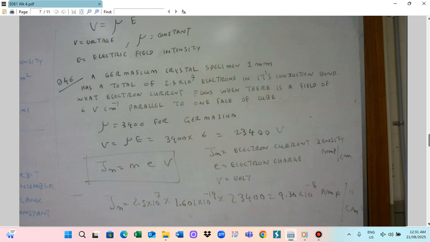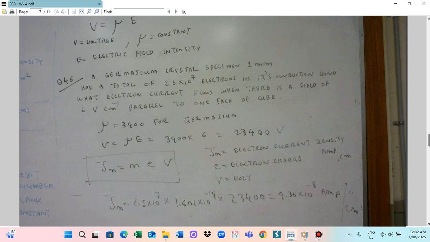Okay, this problem: given a germanium crystal specimen of 1 millimeter, it has a total of 2.5 multiplied by 10 to the power 7 electrons in its conduction band. For electron current flow, there is a field of 6 volts per centimeter parallel to the field of the Joule. So this germanium has 2.5 multiplied by 10 to the power 7 electrons ready for conduction. When you put the 6 volts per centimeter electric field, electrical current will be flowing, the electrons will be flowing, so we have to calculate the amount of electron current.